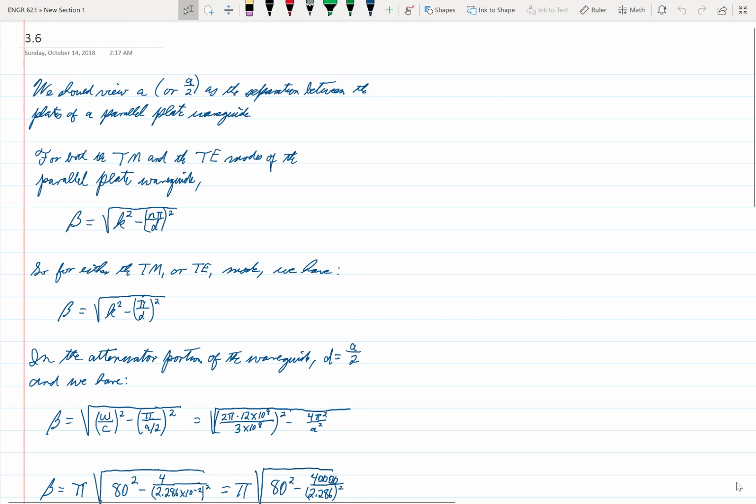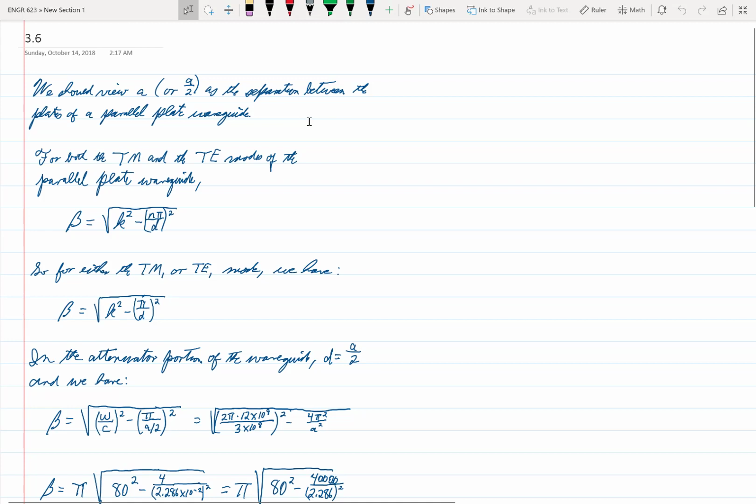And an additional instruction was given, which is repeated here at the beginning of this problem, which is that you should view A, or A over 2, depending on which part of the waveguide you're looking at, as the separation between the plates of a parallel plate waveguide.